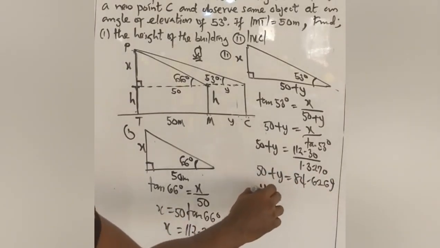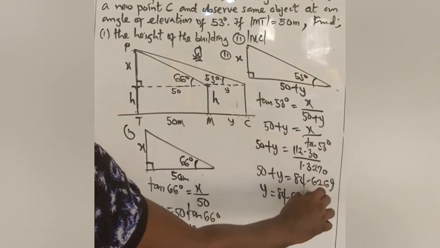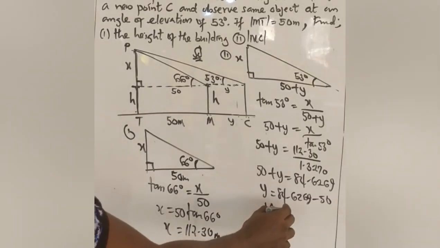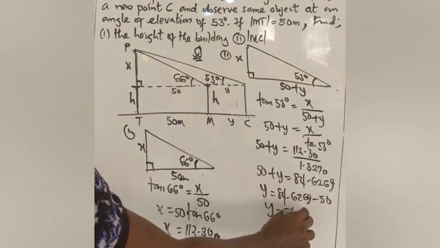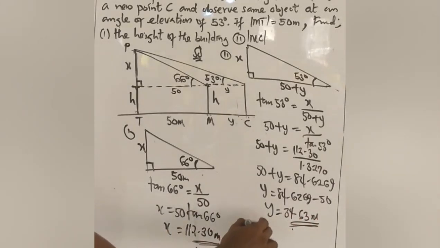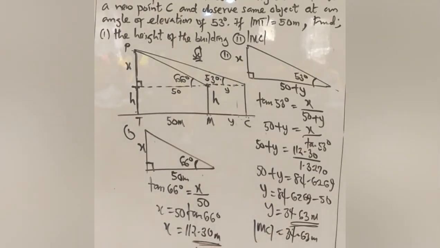Then from here, y becomes 84.6269 minus 50. So from here, y becomes 84.6. So therefore, the MC you are looking for is actually 34.63 meters. Now, let's go back to the first part.